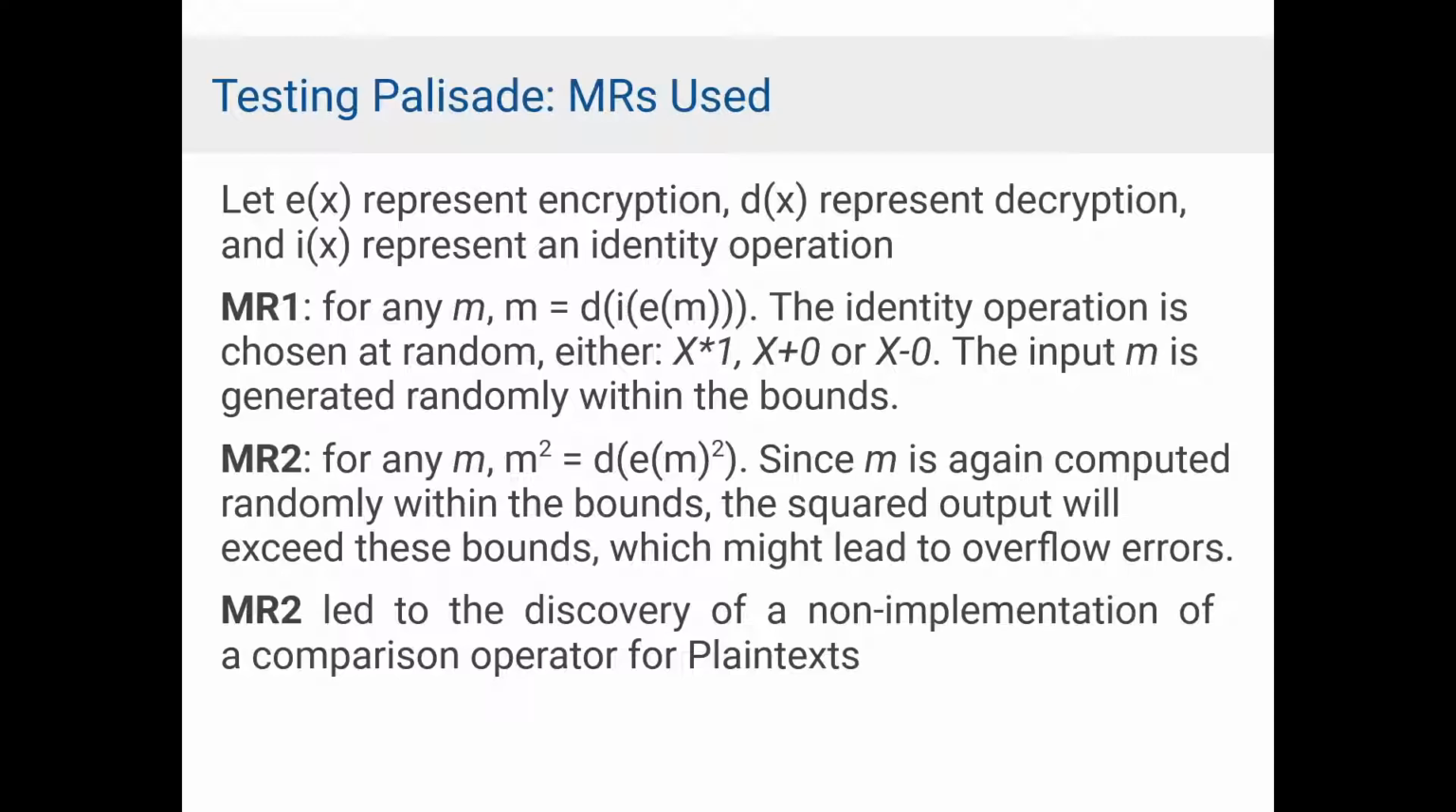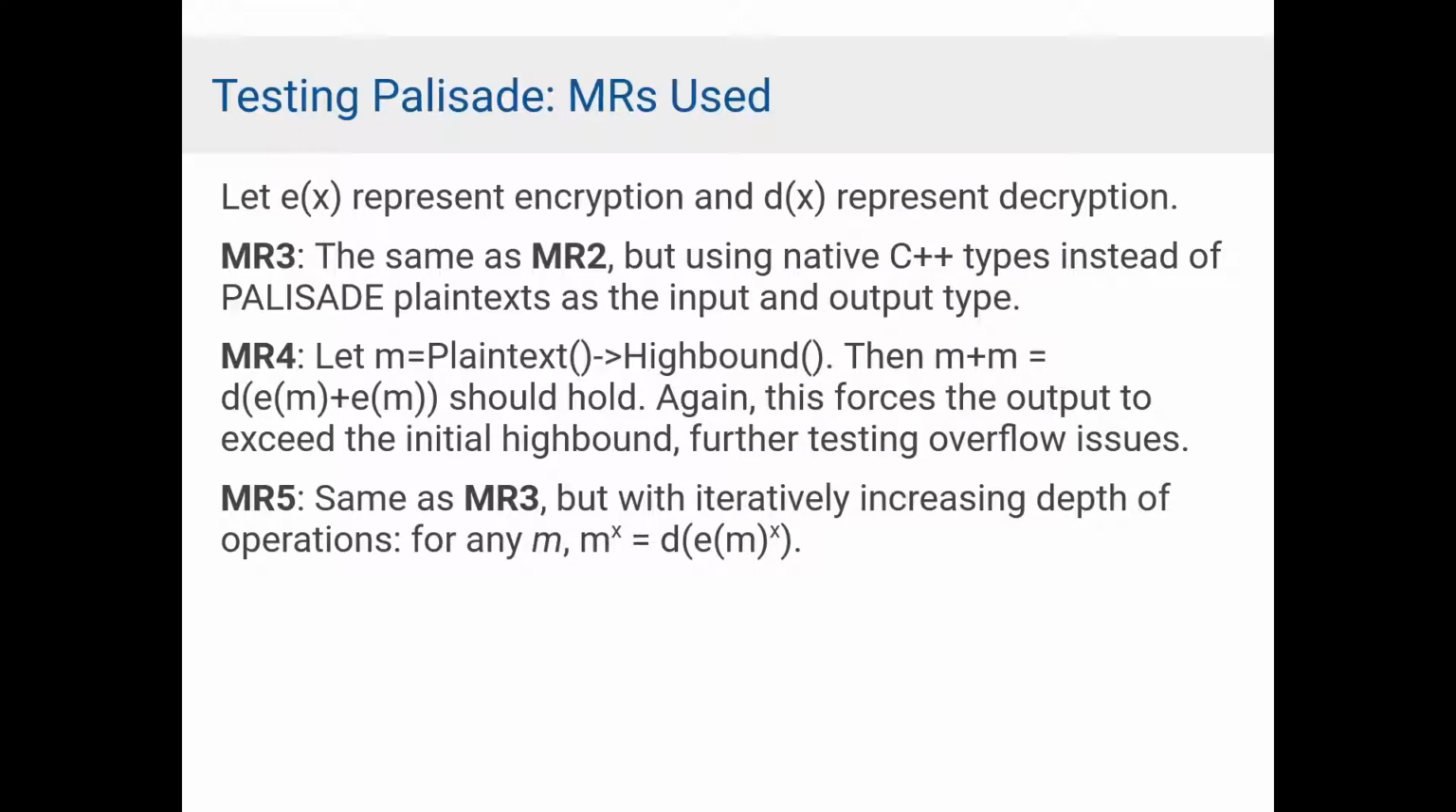However, MR2 actually led to a different discovery, namely that a certain comparison operator between plaintexts was not implemented. And so, MR2 failed for every implementation, but that was also the first bug we found. To fix that, instead of using the basic plaintext of Palisade as a base type, we switched to using native C++ types, and hence after decrypting we also decoded back to native C++ types, allowing us to do the comparison. And actually the majority of the schemes we tested failed this metamorphic relation with overflow errors.